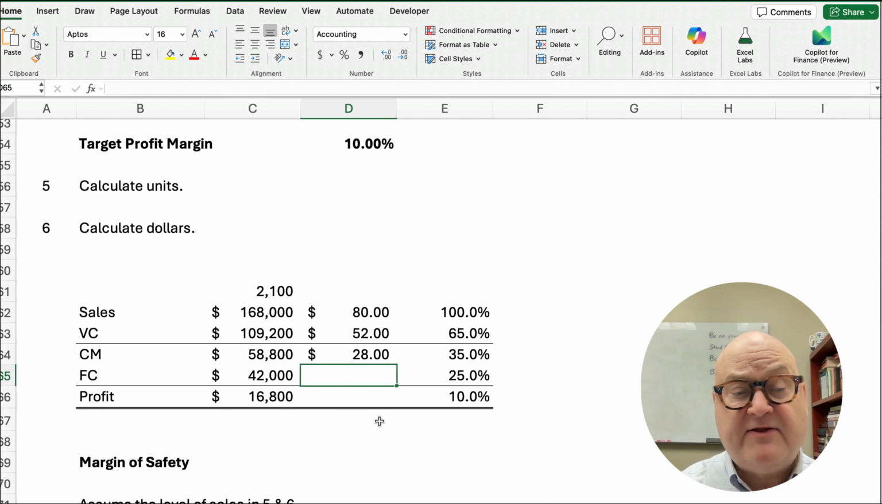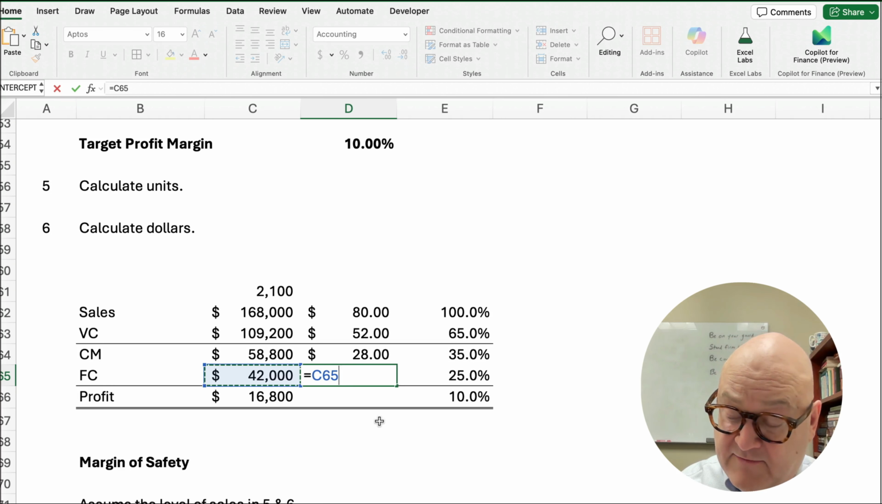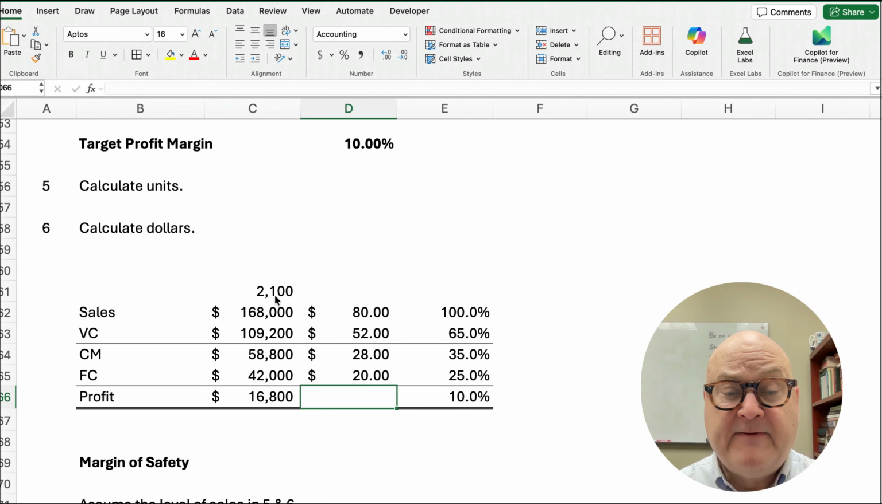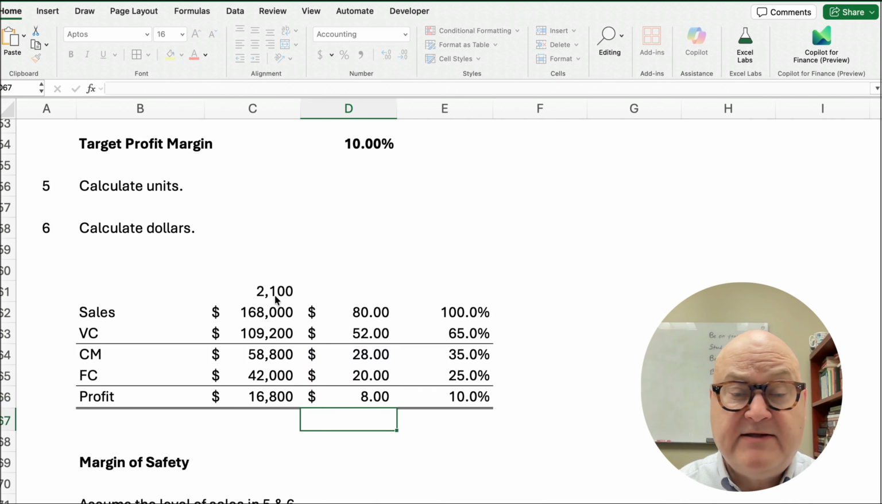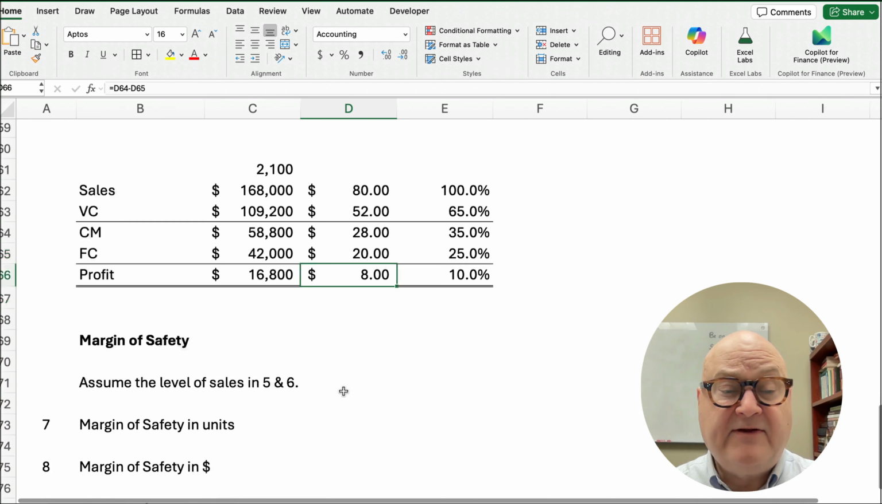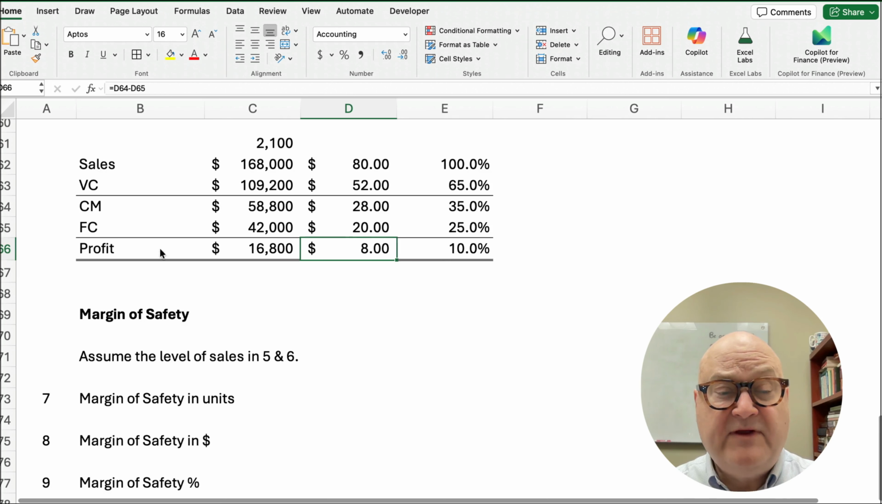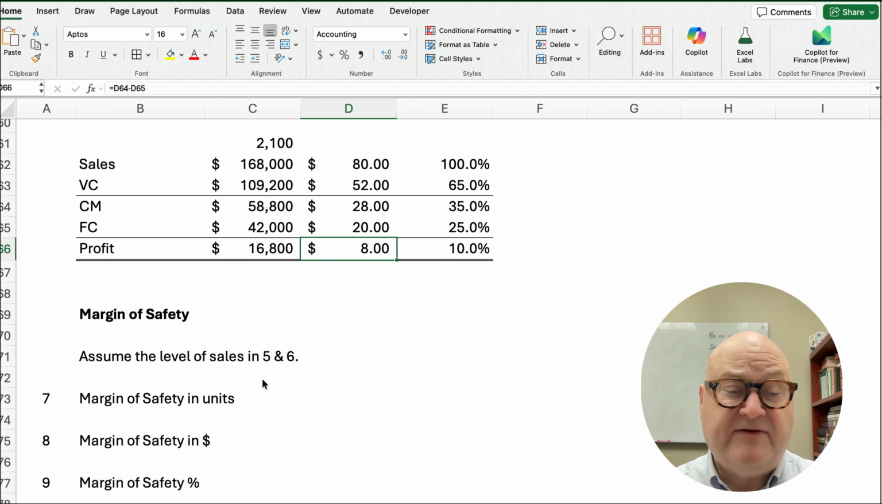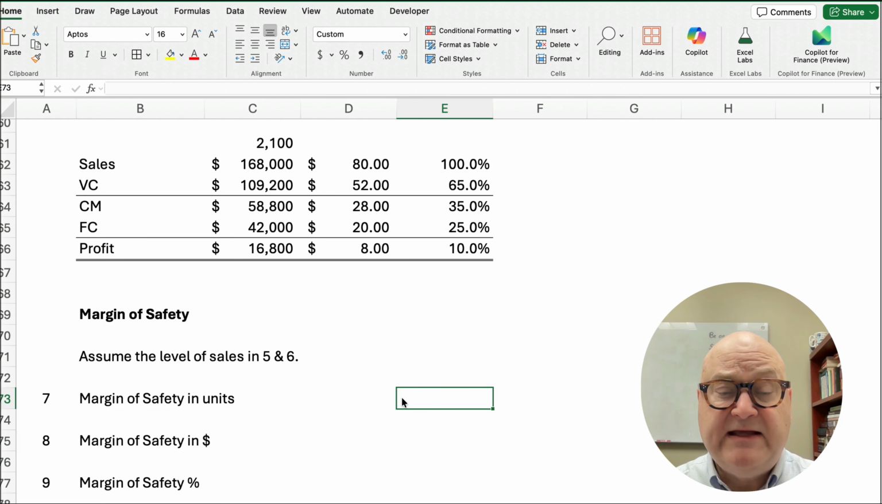Now, we just need to calculate the fixed cost per unit and the profit per unit. We can take 42,000 divided by the number of units, which is 2,100. So it's $20 each, and therefore our profit is $28 minus 20. So our profit per unit, selling at $80, we're making an $8 profit per unit. That's important. All right, the last little thing we want to do is, let's assume this level of sales in 5 and 6. Well, what is our margin of safety in units and in dollars and in percentages?